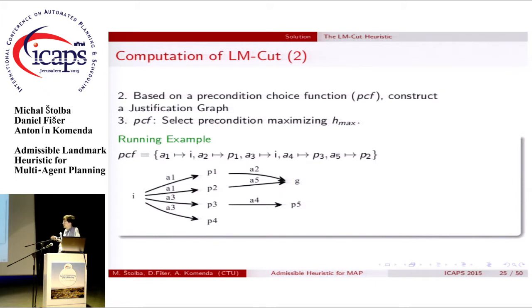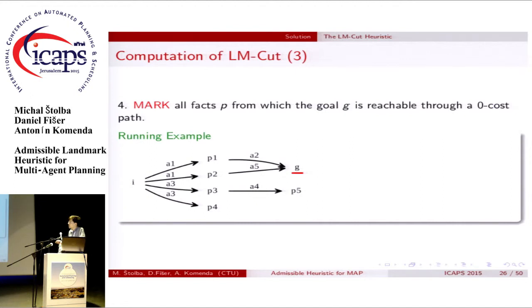And based on this precondition choice function, we can construct something we call justification graph, where the facts are nodes, and the edges represent that there is some action which has precondition on this fact and effect on this fact, and the action is in the label of the edge. One action might be in multiple labels, and multiple actions can be in one label. So the basic principle is that we are looking for cuts in this graph.